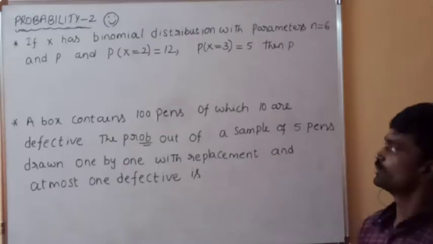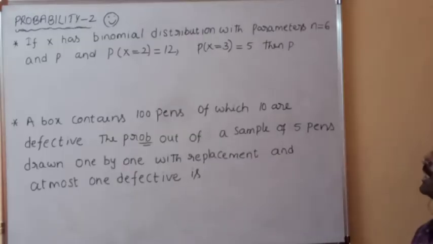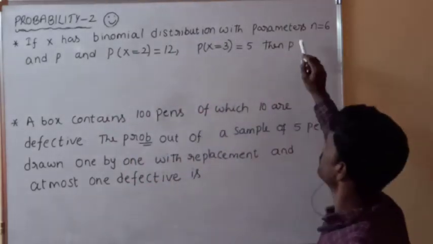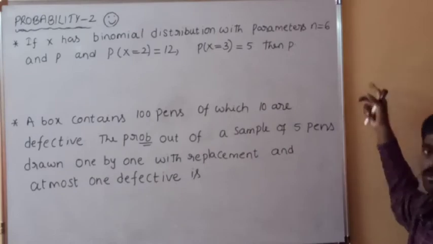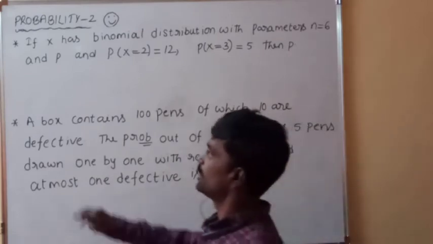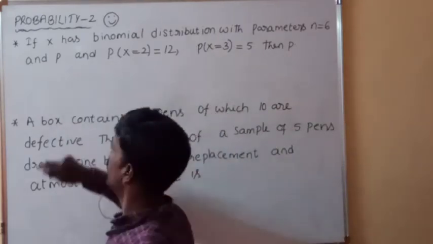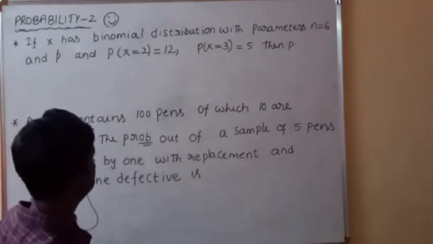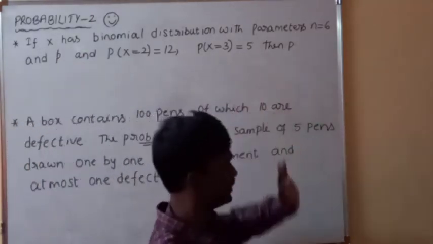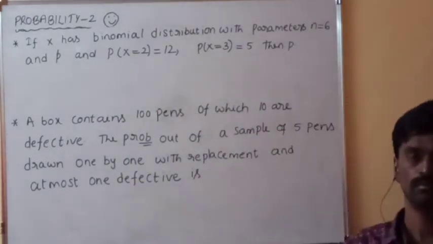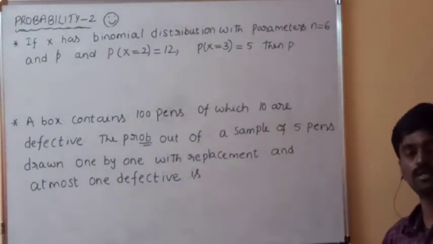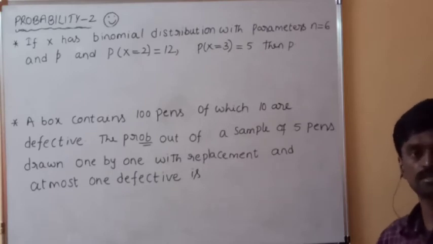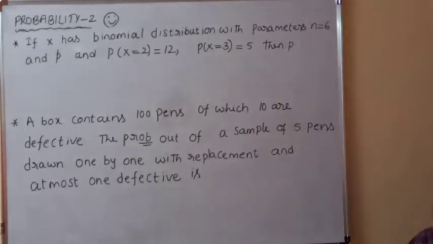So look at the next two problems. If capital X has a binomial distribution with parameters small n value given as 6 and small p we don't know, we have to find. And given that P(X=2) is 12 and P(X=3) is 5, then what is small p? That is, we have to find the probability of success in every trial, the small p value.